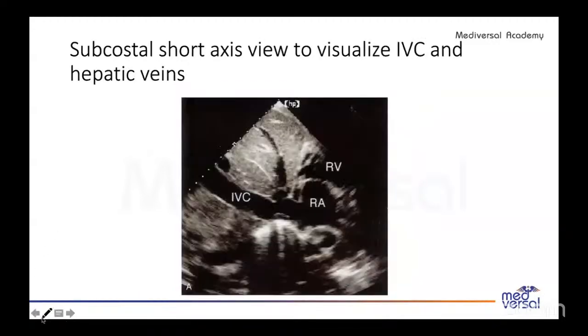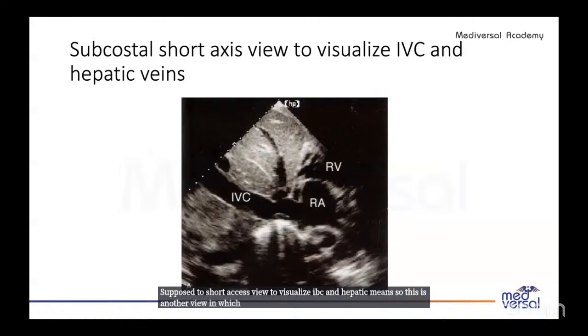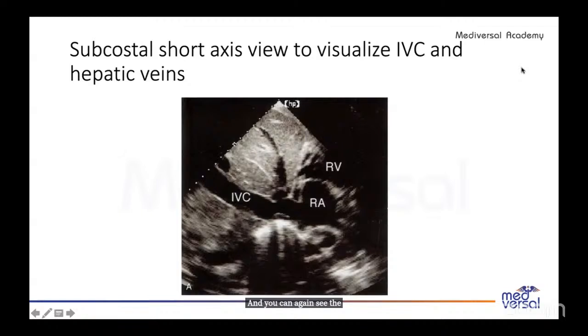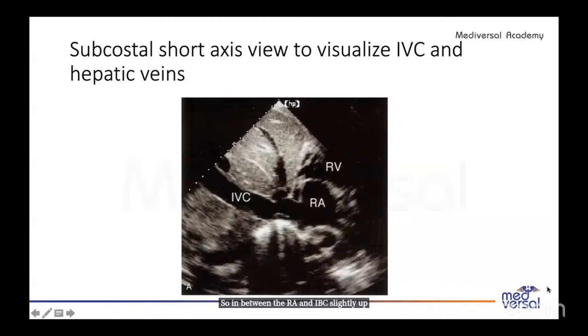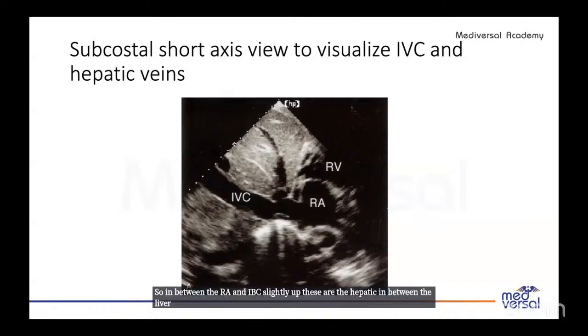Subcostal short axis view to visualize IVC and hepatic veins. So this is another view in which you keep the same subcostal view, which we did, and slightly tilt it, and you can see the IVC. You can see if the IVC is dilated or collapsed, and you can again see the RA, RV, and the hepatic veins. The hepatic veins are in the small area in between. The IVC is large. In between the RA and IVC, slightly up, these are the hepatic veins, in between the liver. So this is what we see. Next slide.